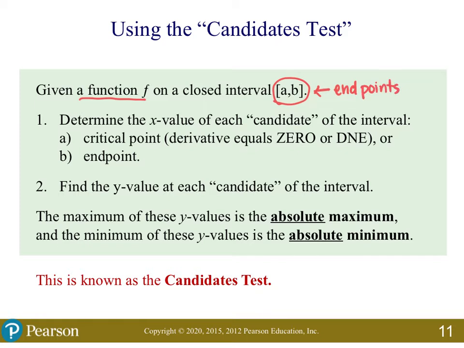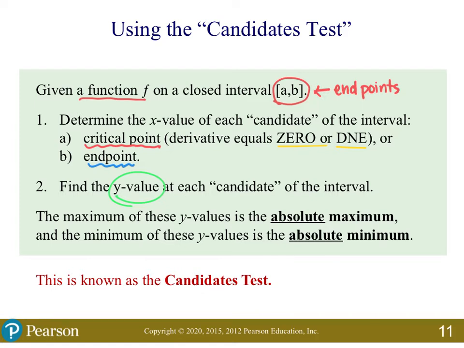Then you are asked to find the x value for all of the candidates. So the candidates are the critical points, which is when you set the derivative equal to 0 or equal to does not exist, and you check the endpoints. These are x values. So you find all the x values of the endpoints and the critical points. Then you find all the y values for each of those x values. X values first, then find your y values.